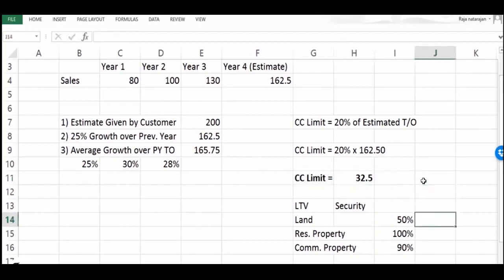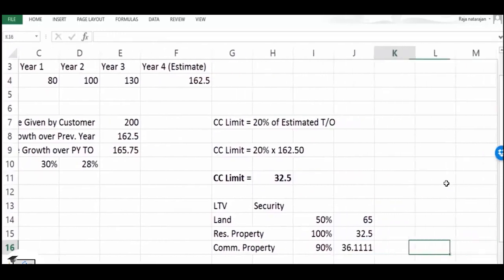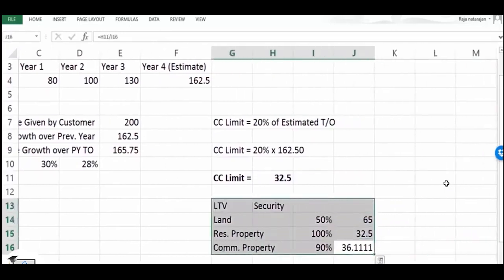If this customer is going to give land, then for getting this 32.5, he should offer 65 million worth of property, because 50% of 65 million is 32.5. If he is giving a residential property, then 32.5 by 100%, it's sufficient if he's giving 32.5 million worth of residential property. If it is a commercial property, then it's going to be 32.5 divided by 90%, so he should give 36.11 million worth of property. So if he has properties for these values, then he is safe.